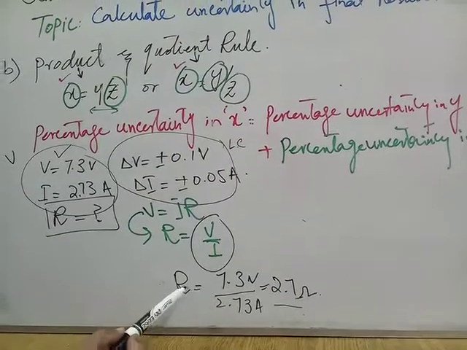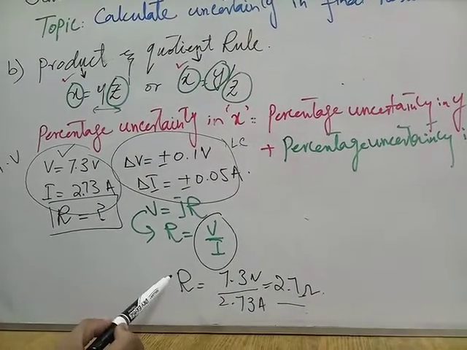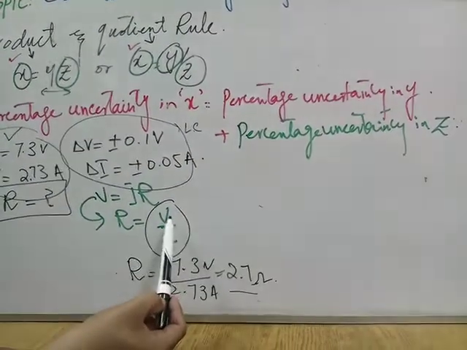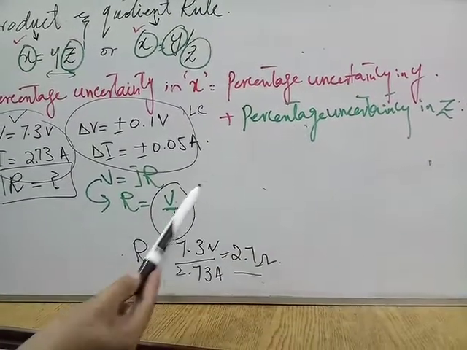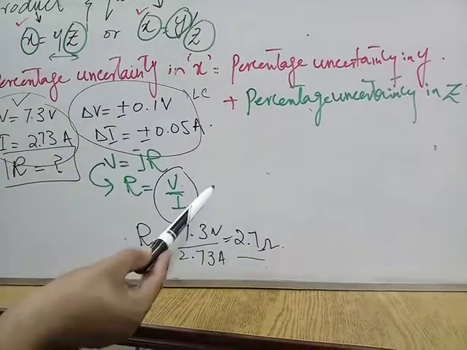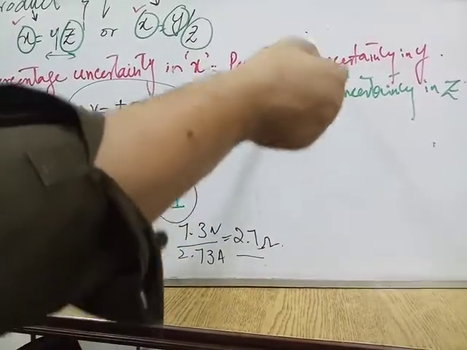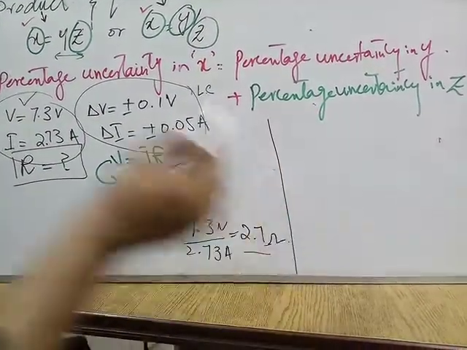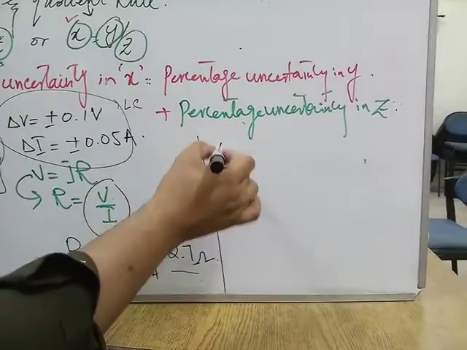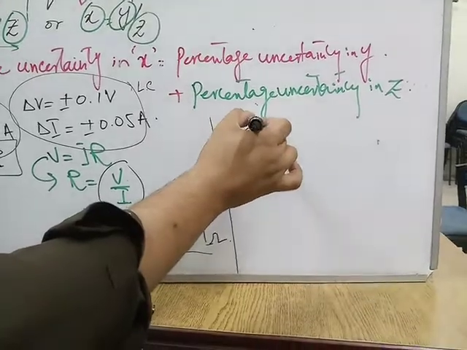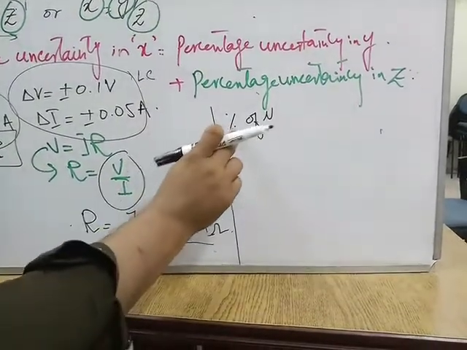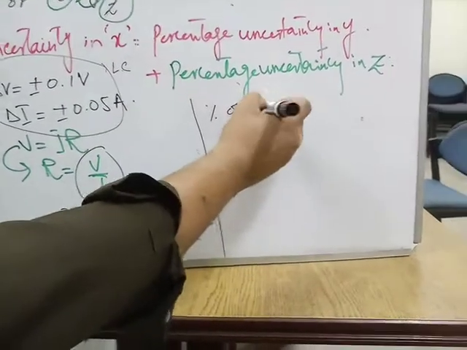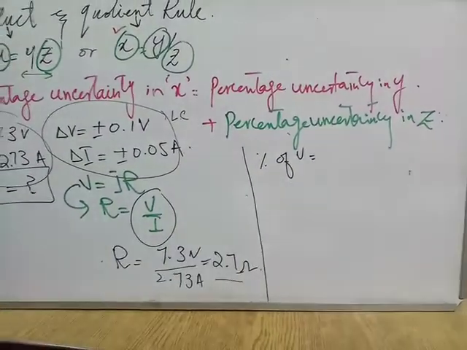And now I am finding the uncertainty in R. For this I am going to first find the percentage uncertainty in V and also the percentage uncertainty in I. Then I add the values of V and I to get my percentage uncertainty in R. I am writing the percentage uncertainty of V.